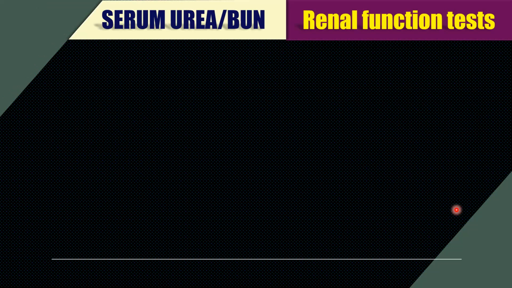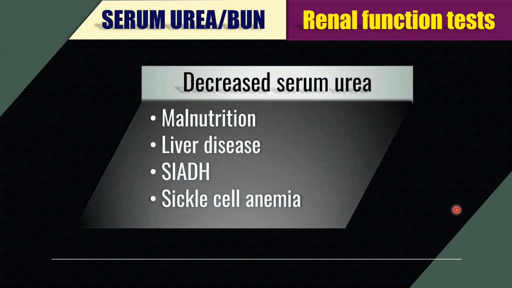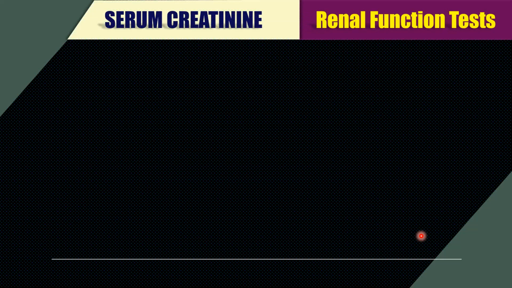There are a few conditions where we could observe less blood urea or serum urea, like malnutrition, liver disease, because urea is exclusively synthesized within the liver, syndrome of inappropriate ADH secretion or SIADH, and sickle cell anemia. Let's move on to serum or plasma creatinine.